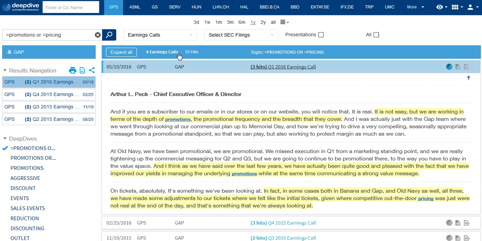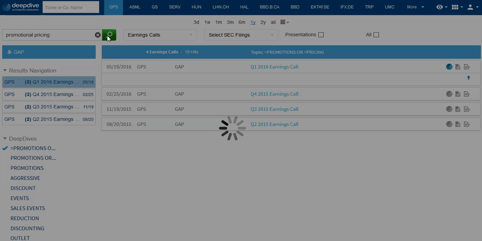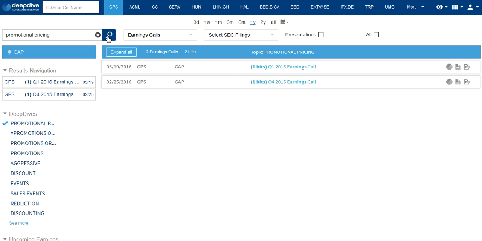Now let's look at the AND expression. Using a similar example, I will enter promotional pricing. DeepDive will now require that both words appear in a given sentence to return results. Why is this? It is important to note that the space between promotional and pricing is read as an AND by DeepDive. Let's repeat that. When you enter 2 words into the query box, the space between them is read by DeepDive as an AND, and thus will require both words to be present in a given sentence to return the results.